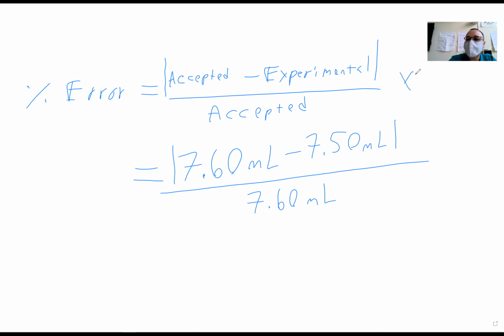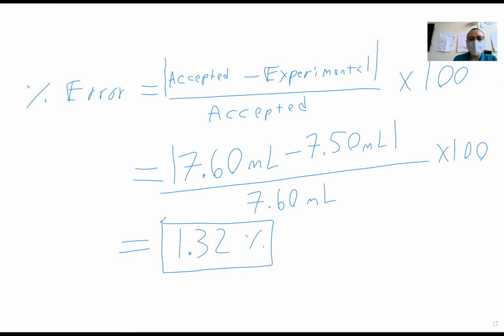Oh, we have to multiply by 100. So we have to multiply by 100. Okay, times 100, very good. And what's that going to give us? So I will tell you in just a second. This gives you 1.32%. That was our error. So go ahead and get that copied down, and then in just a second, we're going to head back to our data table.